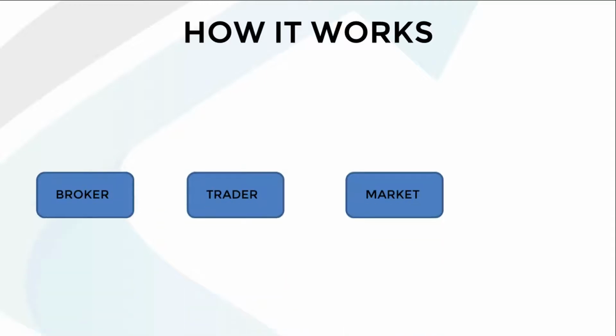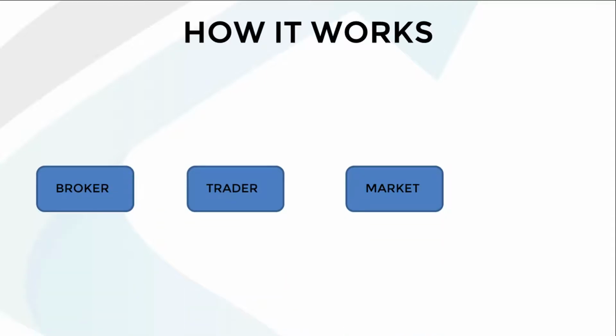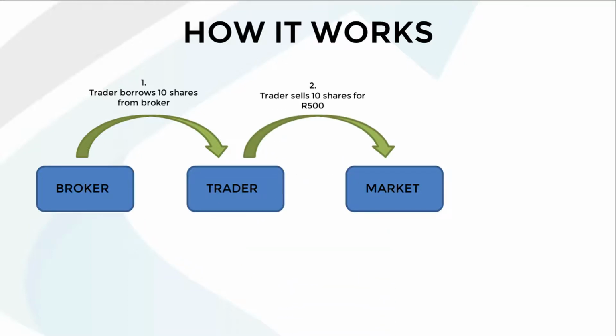Making money in a downwards market, or shorting the market, works like this. In every transaction there are three parts: the trader, that's you, the broker, and the market. Step 1, the trader borrows 10 shares from the broker. Step 2, the trader then sells these 10 shares into the market for 500 Rand.